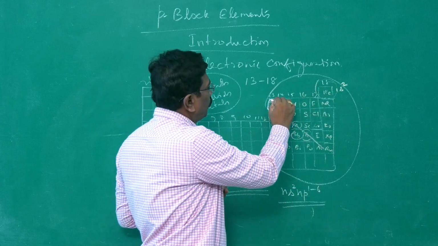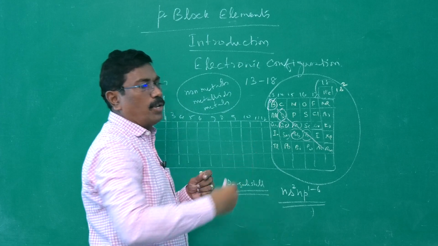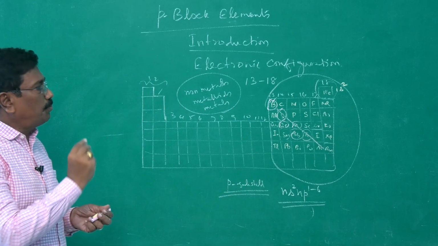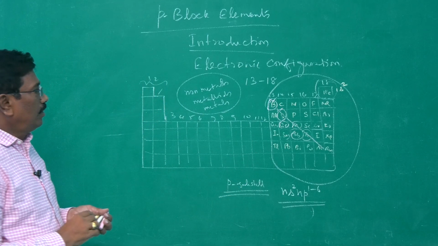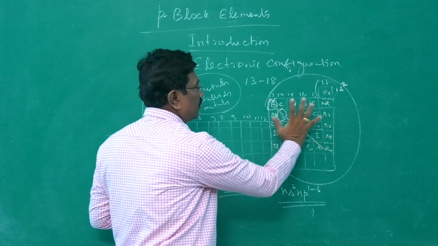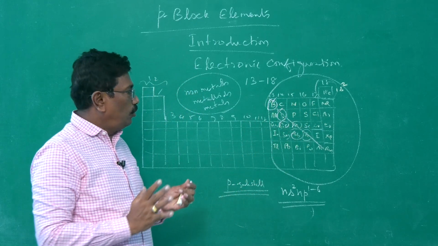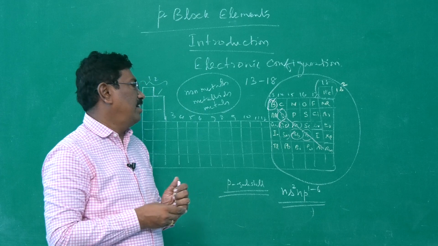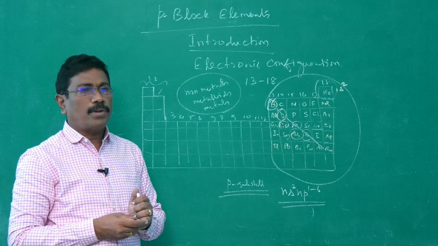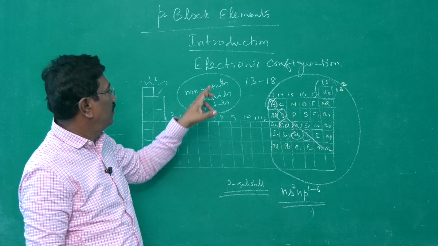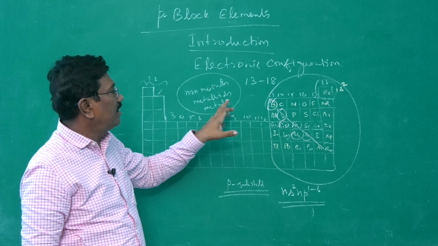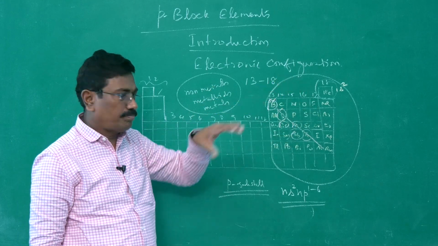And the first element usually exhibits a peculiar property because of its small size. So this category of elements shows varied properties, because all three categories of elements are present here.